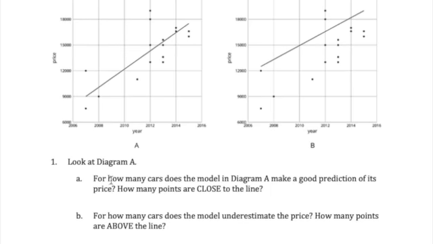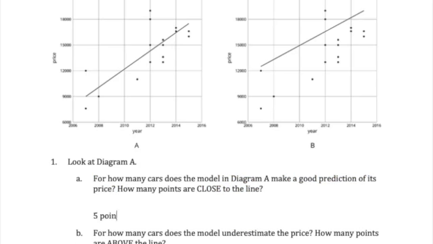So try that. Part A: for how many cars does the model in diagram A make a good prediction? How many points are close to the line? I'm going to say 1, 2, 3, 4, 5. I'll say 5 points are really close. And again, you might have said 6, a different number based on your judgment of close. Just try to keep your judgment of close the same for each graph, because you might have said a different number, but hopefully you're still getting the same conclusion.